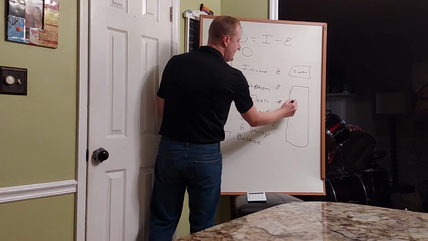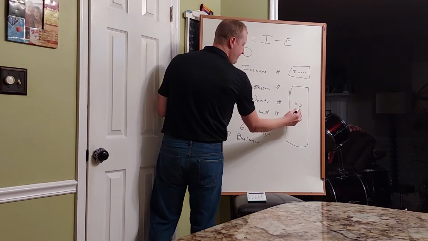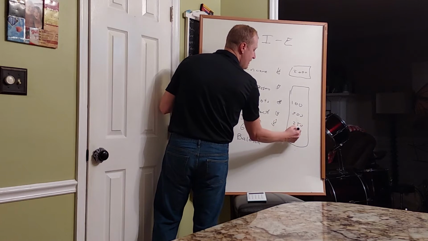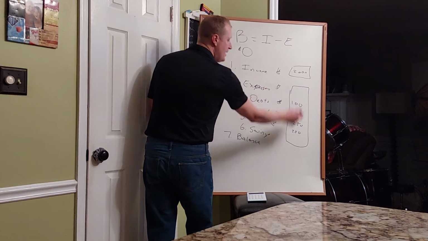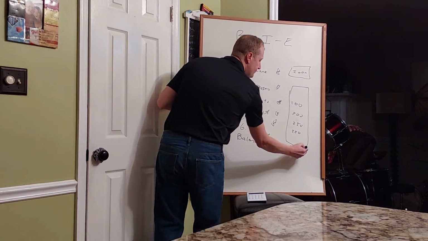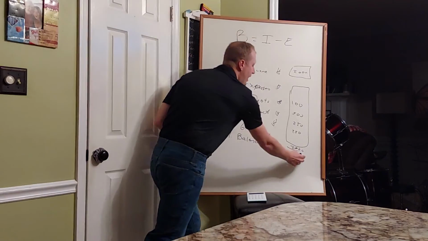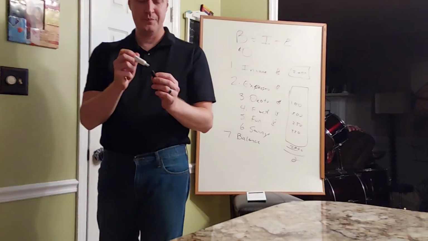Let's say your debts are $1,000 a month. Your fixed is $500 a month. Your fun is $250, and your savings are $250. We add all this up, you've got $2,000. 2,000 minus 2,000 then is 0, and you've got a balanced budget.